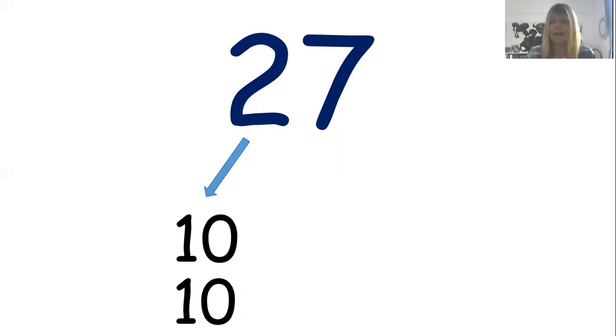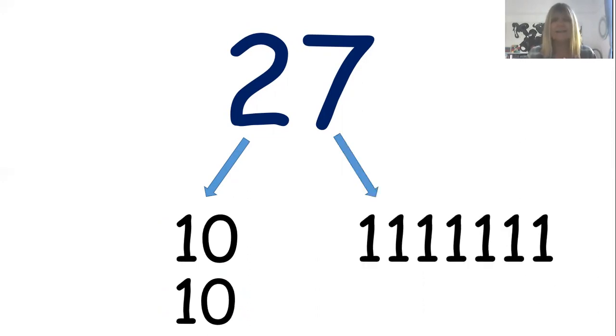Now, if we look at this page here, 27, we'll just go through it again. The 2 is standing for 2 sets of 10. And the 7 is 7 ones. So it's a lot more sweets than just 2 and 7, isn't it? 27 sweets.